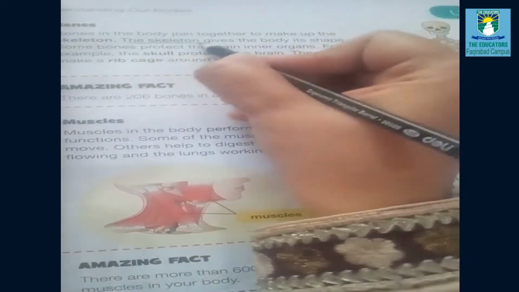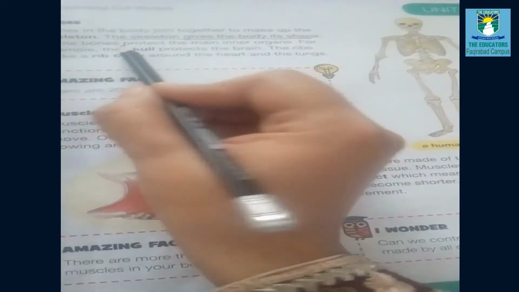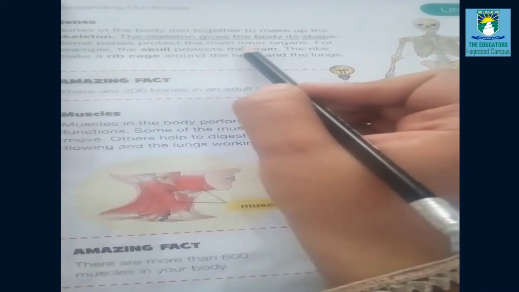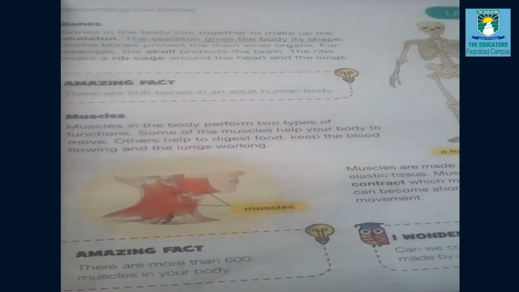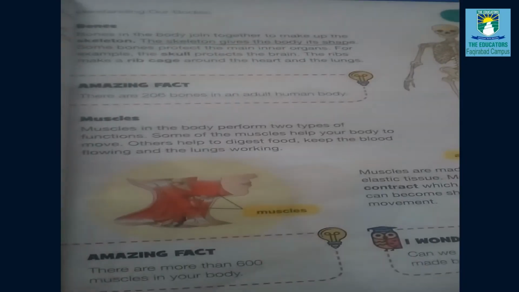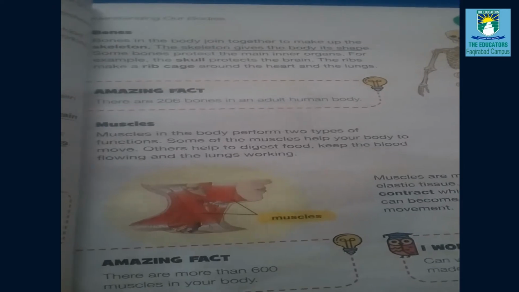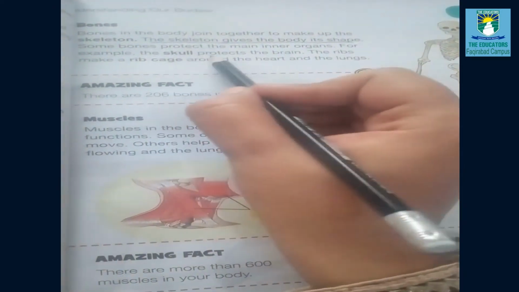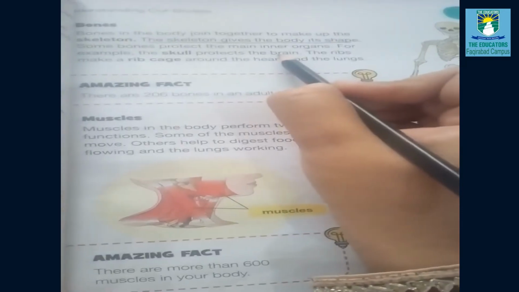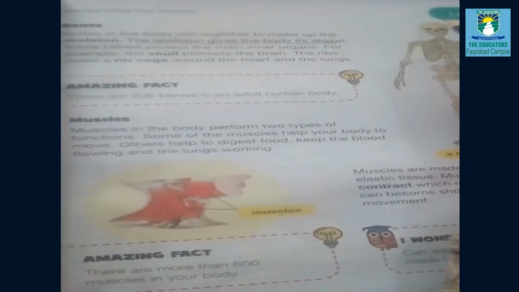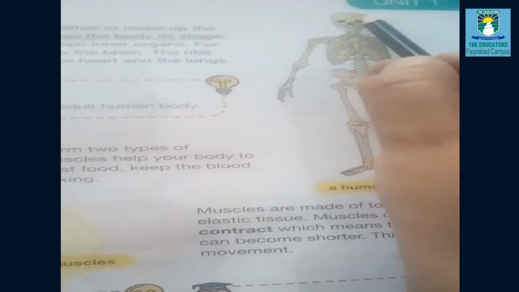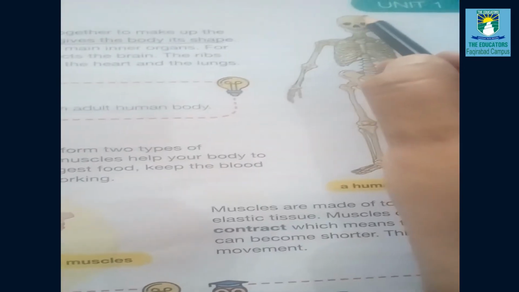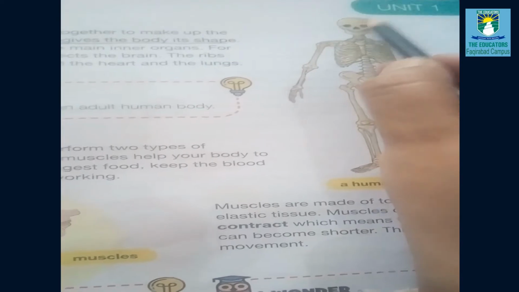What is the function of the skeleton? It gives shape to our body. Some bones protect the main inner organs. For example, the skull protects the brain, which is an internal organ. The brain is present inside the skull.